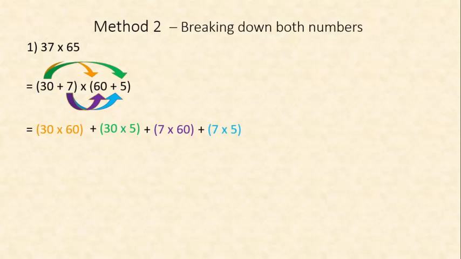We will now find the answers to each brackets. 30 times 60 equals 1,800. 30 times 5 equals 150. 7 times 60 equals 420. 7 times 5 equals 35. We will add all those numbers and get our final answer to be 2,405.